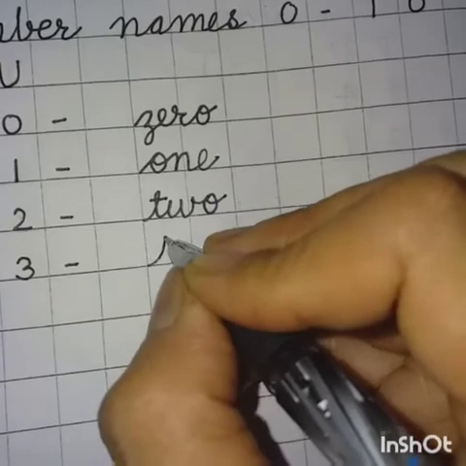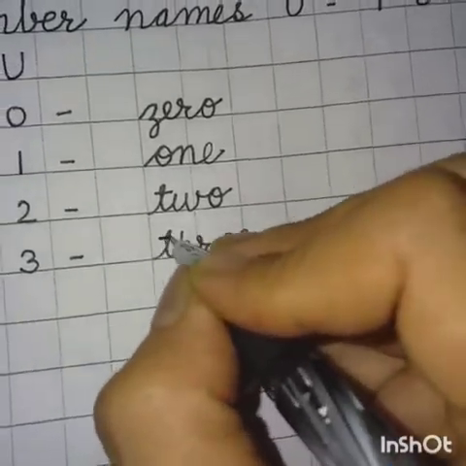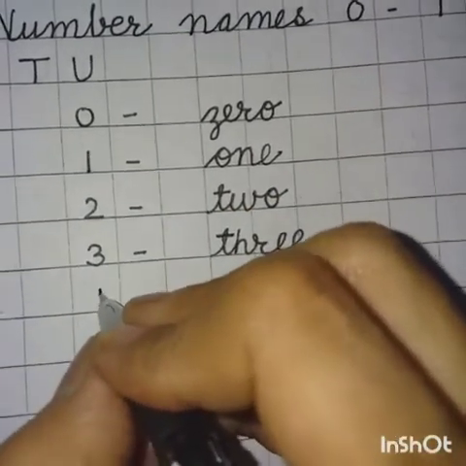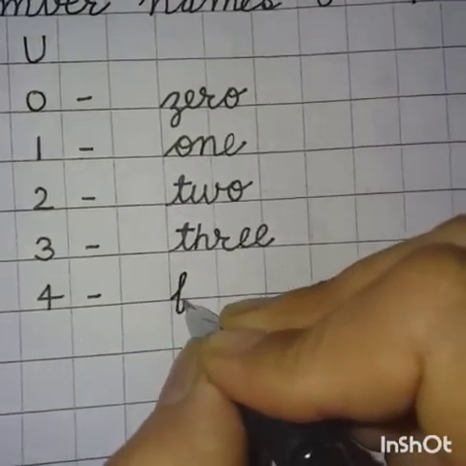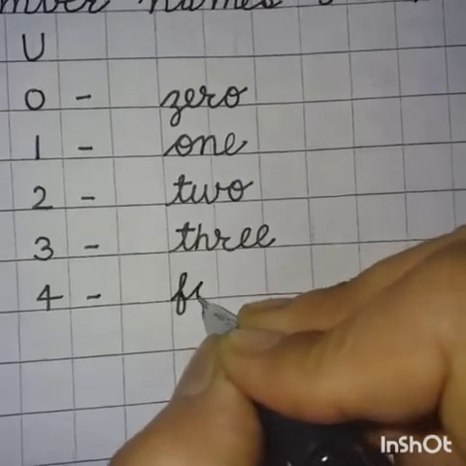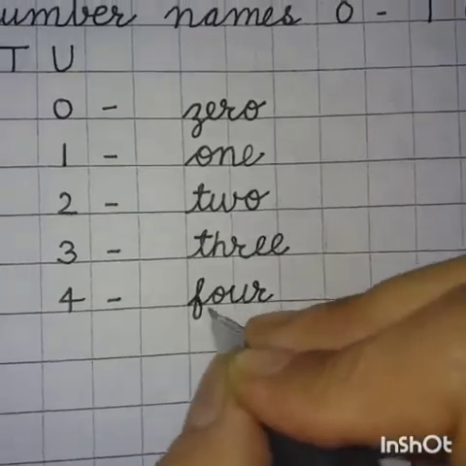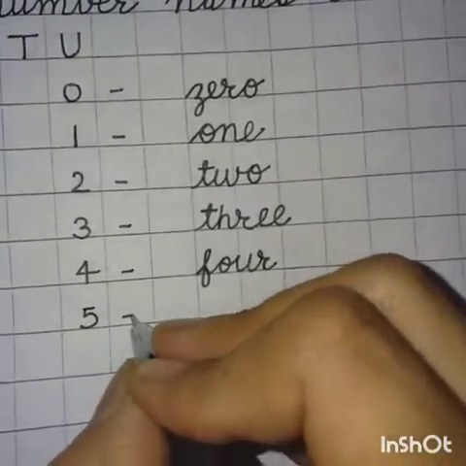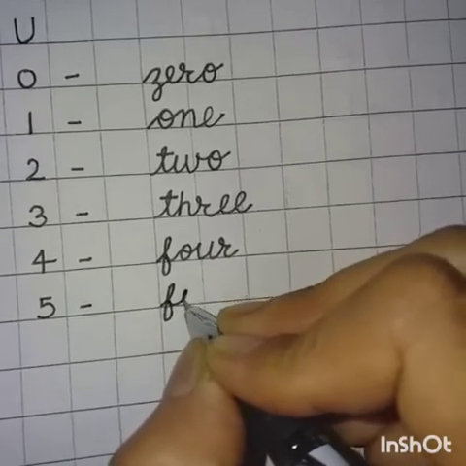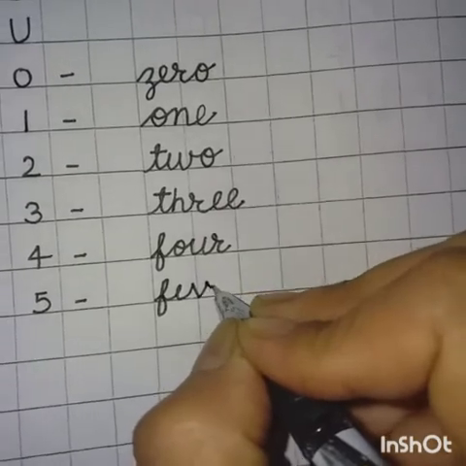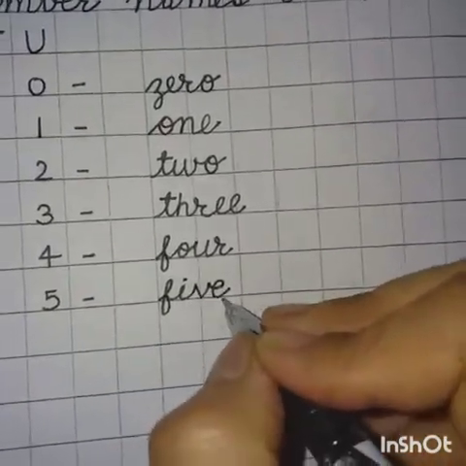Number 3, dash, T-H-R-E-E, cross the T, 3. Number 4, dash, F, join here, make O, U, then R, F-O-U-R, 4. Number 5, dash, start with the corner and join here again, now make I, V, make a small tail like this, and E. Dot the I, 5, F-I-V-E, 5.